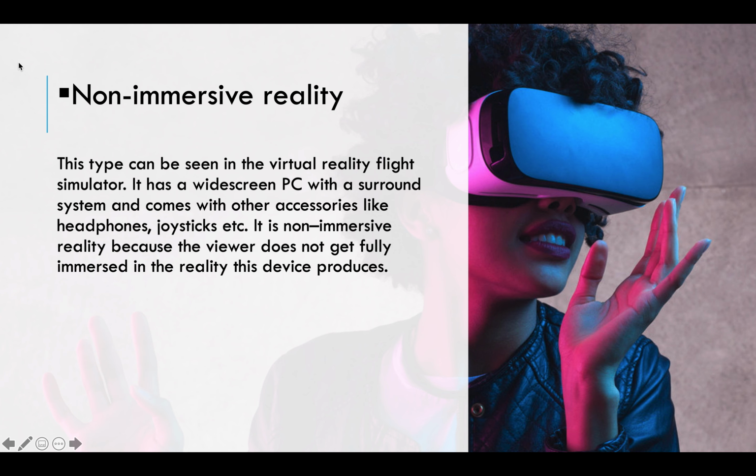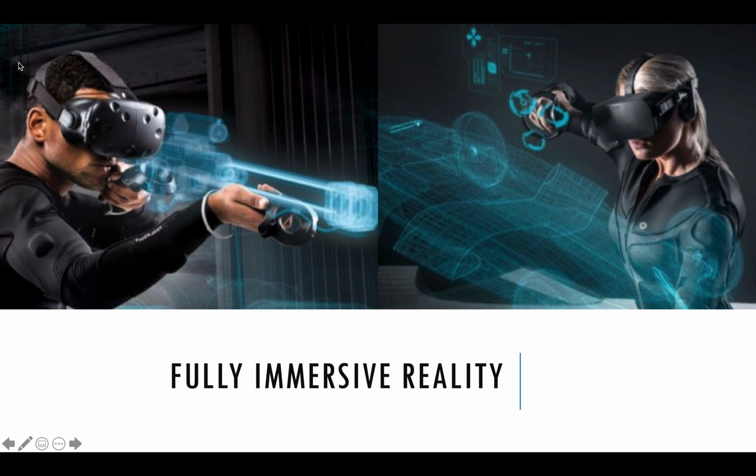Now, when we talk about the non-immersive reality, this type can be seen in the virtual reality flight simulator. It has a widescreen PC with a surround system and comes with other accessories like headphones, joysticks, etc. It's non-immersive reality because the viewer does not get fully immersed in the reality this device produces. Then we have the fully immersive reality, which gives the user a feeling of full immersion into the surrounding displays.